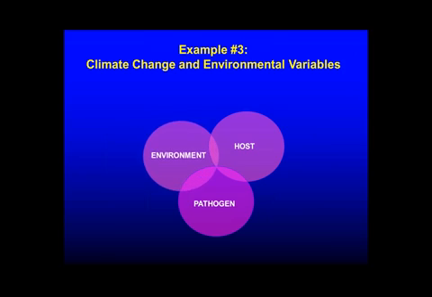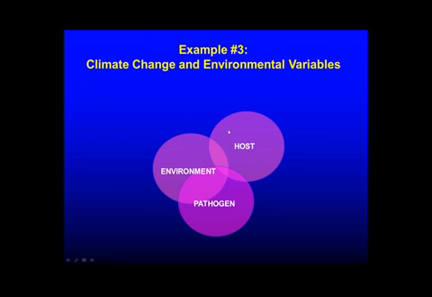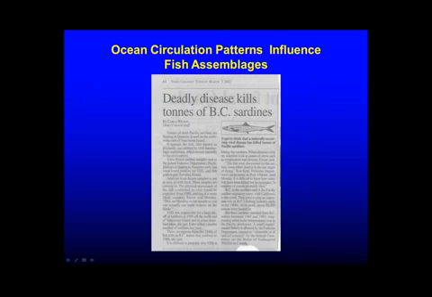Conversely, when these fish come up from the south, they get exposed to endemic pathogens that are in the Northwest that they've never been exposed to, and they can get sick and die from those because they have no resistance. And this newspaper article here is an example of that.